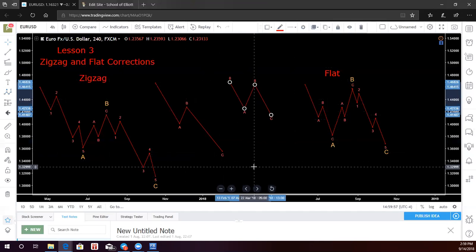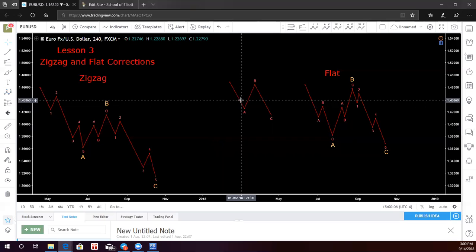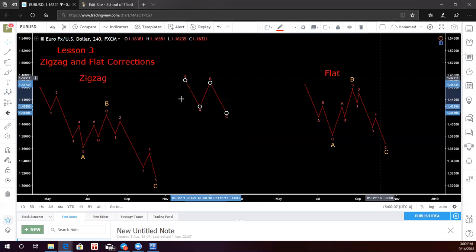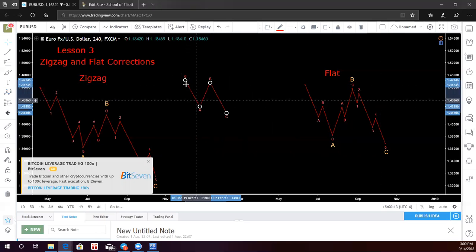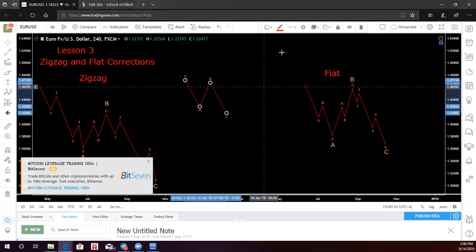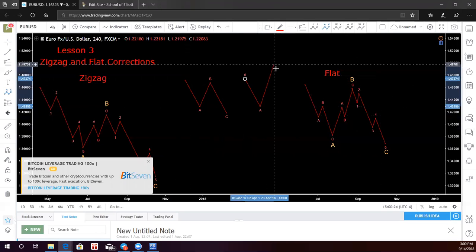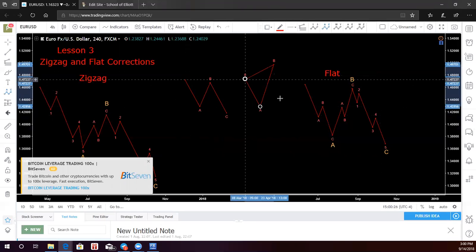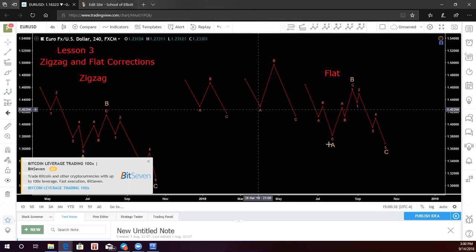When it comes to a flat, there are 3 types of flat corrections, and that's something we're going to go over right now. The most common one is just going to be a regular flat. As you see here, it's going to allow B to retrace almost 100%, 90% of wave A, the previous wave. The second one is going to be an expanded flat, so it is going to allow B to retrace higher than the starting point of A, and then C will come down still below A, or you will have a running flat.